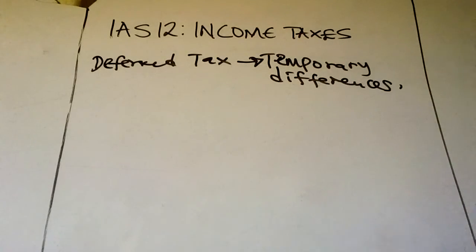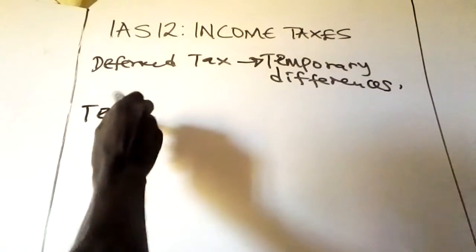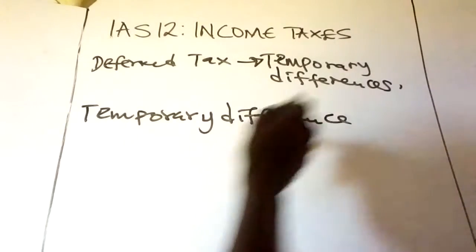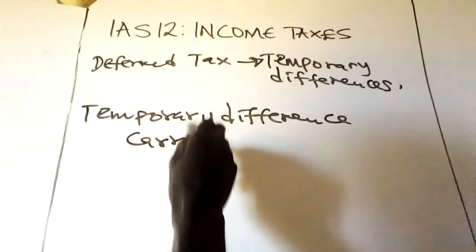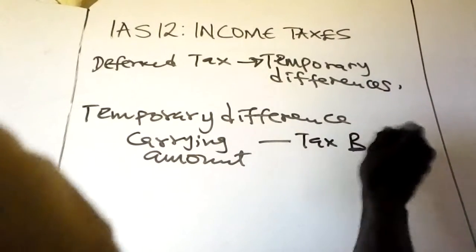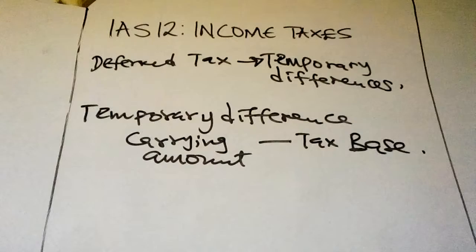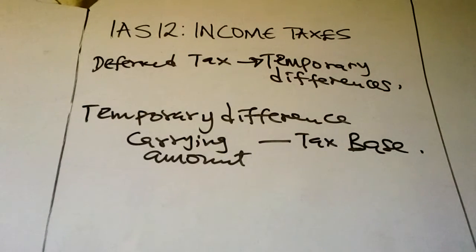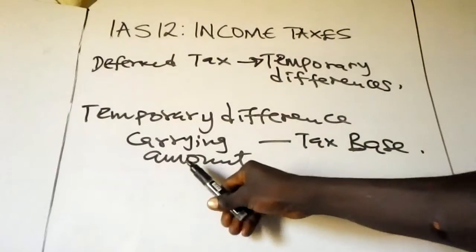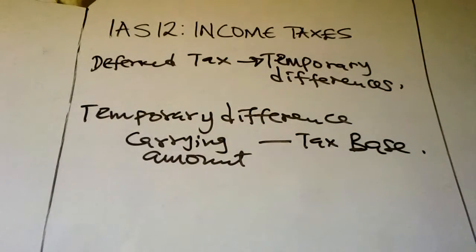Temporary difference, I've told you, is the difference between the carrying amount and the tax base. I've told you that the carrying amount is the amount at which an element is recognized. So the carrying amount of a liability is the amount at which the liability is recognized in the statement of financial position.